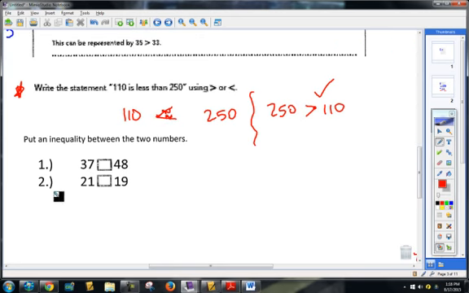You guys go ahead and try these two. Pause the video and try these two real quick. Okay, hopefully you've paused it. I know that 48 is larger, so I know this is going to be a less than sign, because it's trying to eat the 48. Here, 21 is larger, so it's going to be trying to eat the 21, so that's a greater than symbol. Go ahead and go to the next page.